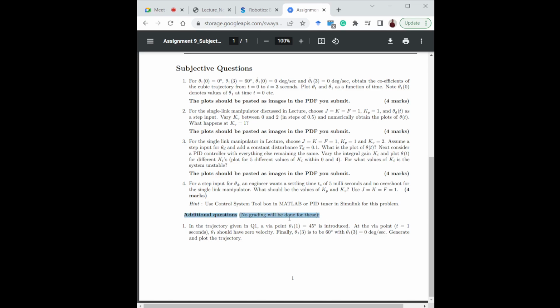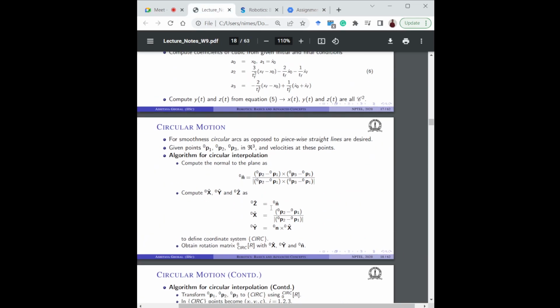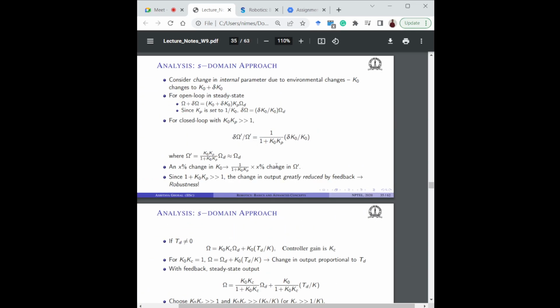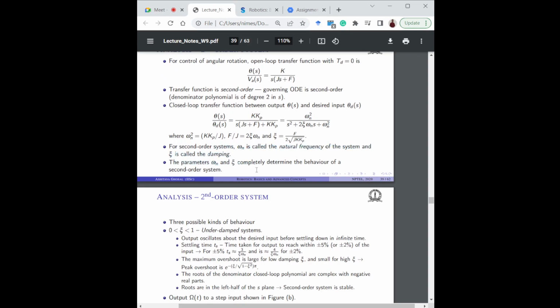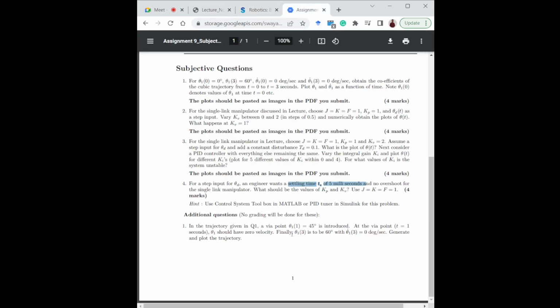For the additional question, let us come to the fourth question. Now here is where you basically choose what kind of damping you want in your system, as was being discussed in the second order system control. These are the design choices: what should be the settling time, what should be the overshoot. Here he's specifying no overshoot, so it cannot be underdamped. It will either be critically damped or overdamped.